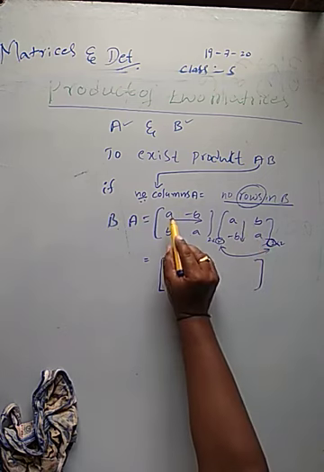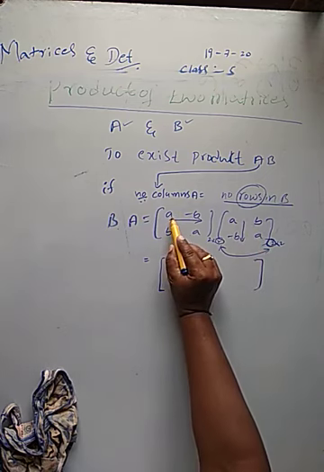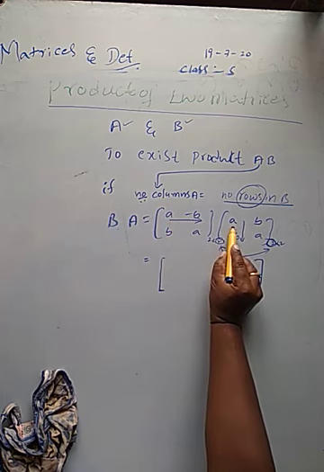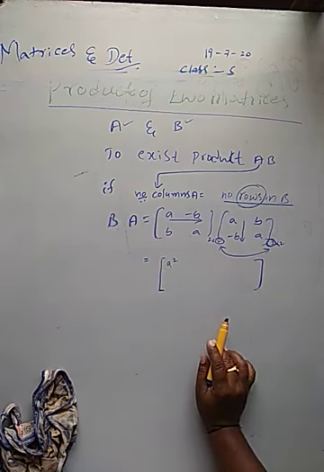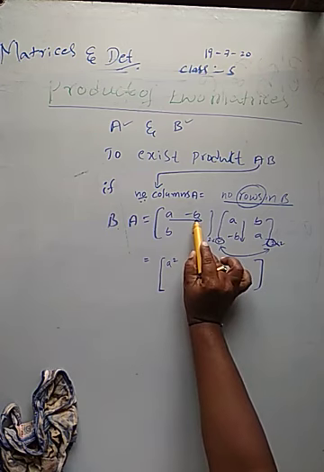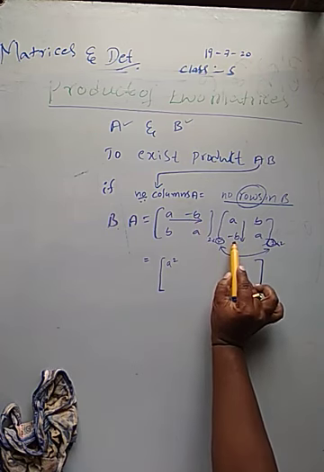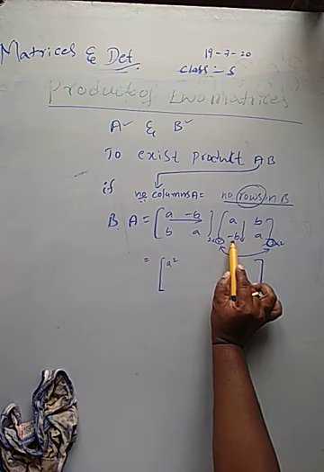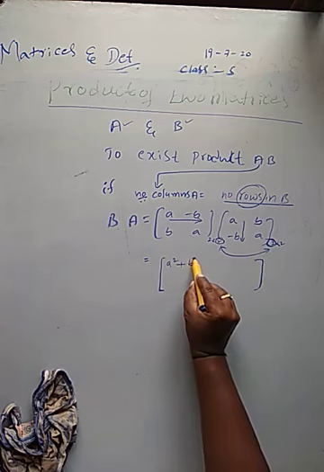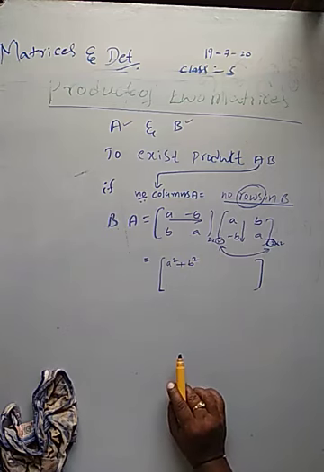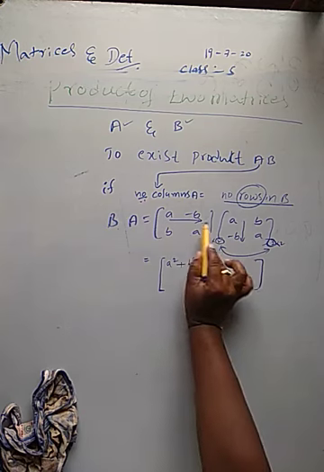What is the first element in the first row? A. Corresponding element? A. Then what we have to do is multiply. That is the rule while finding the product of two matrices. Is it completed? No. In the same row we are left with minus b, and in the same column we are left with minus b. Those two elements should be multiplied and added. Then first row, first column is completed. Minus into minus, plus b square.